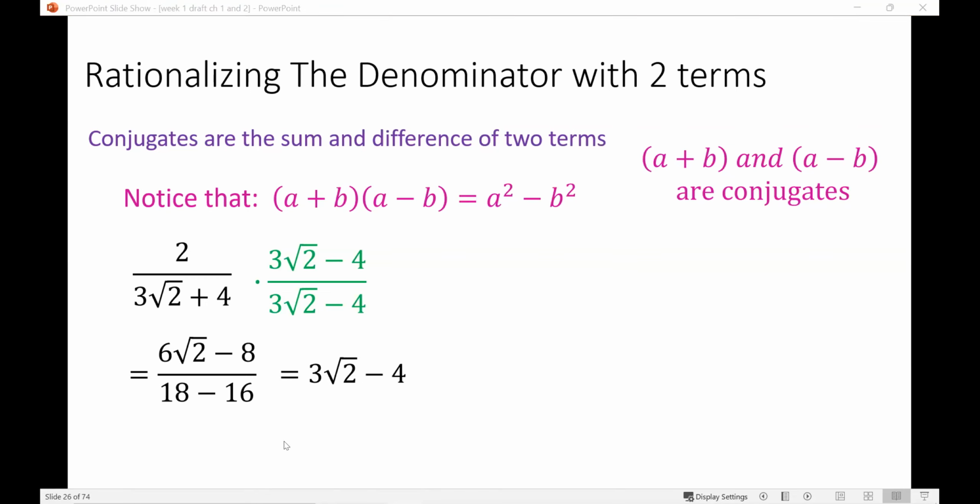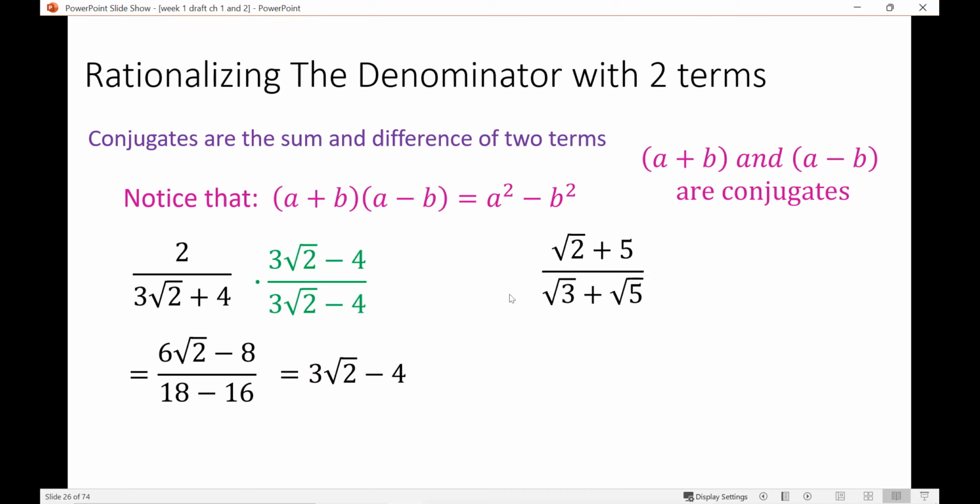Make sure you take some time to work through how 3 root 2 plus 4 times 3 root 2 minus 4 ended up giving us 18 minus 16, which simplifies to 2, and then I was able to simplify the whole fraction by removing a factor of 2 from the numerator and the denominator.